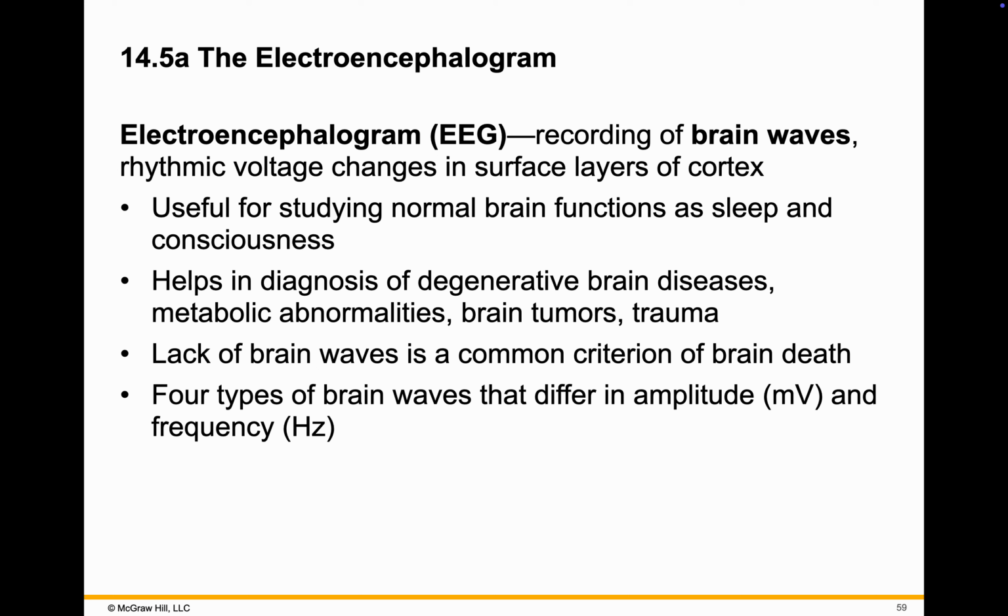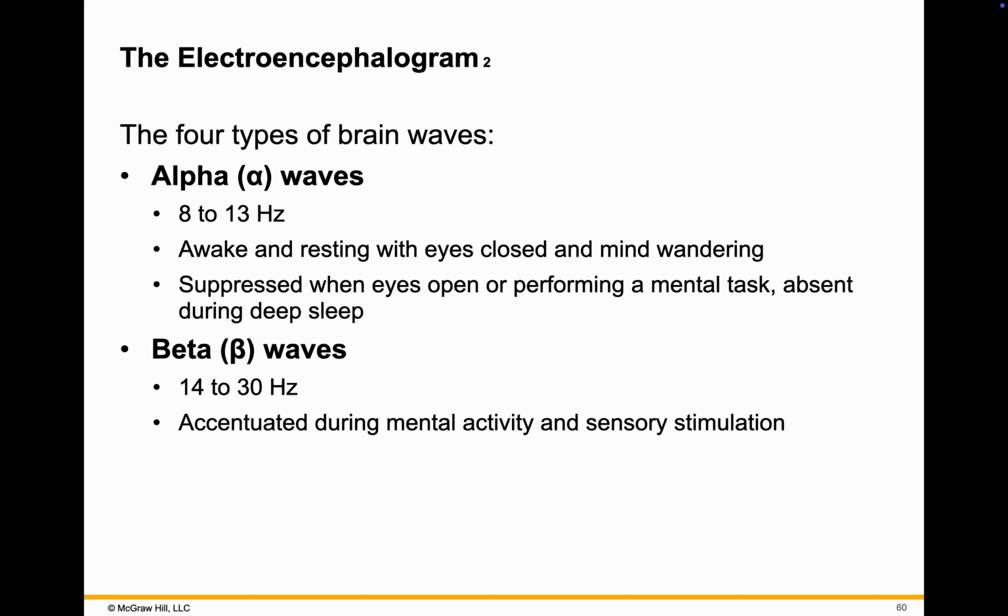There are 4 types of brain waves which differ in amplitude and frequency. Alpha waves are between 8 and 13 hertz. We see these when we are awake and resting with our eyes closed and our mind wandering. They're suppressed when the eyes are open or when you are performing a mental task. We do not generally see them during sleep.